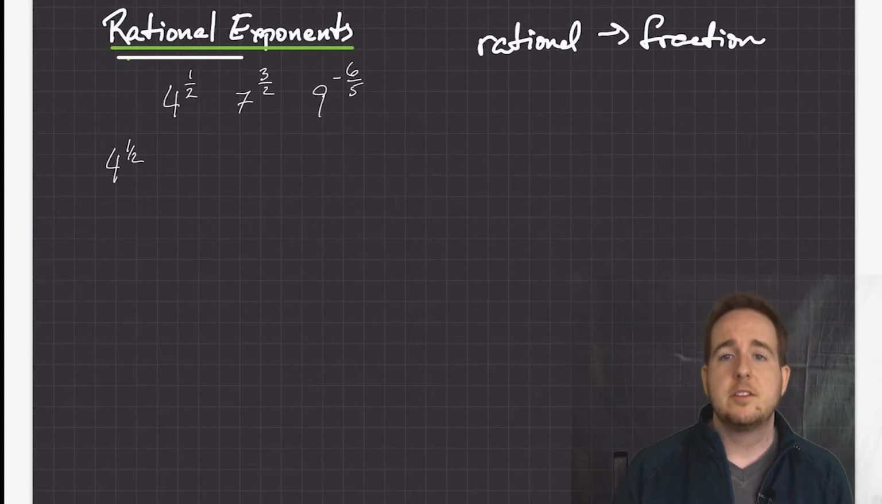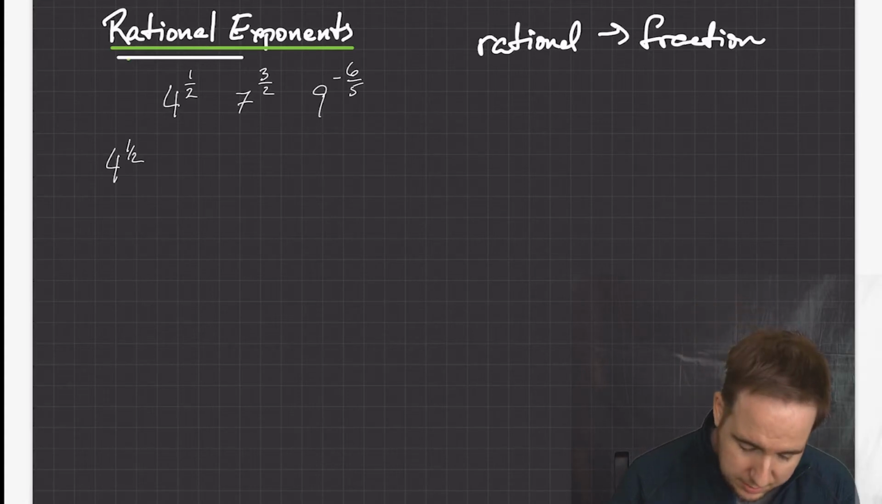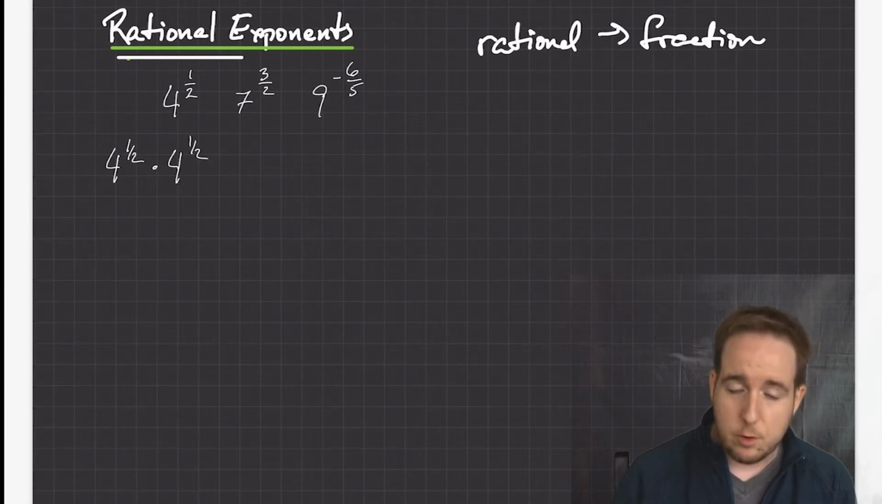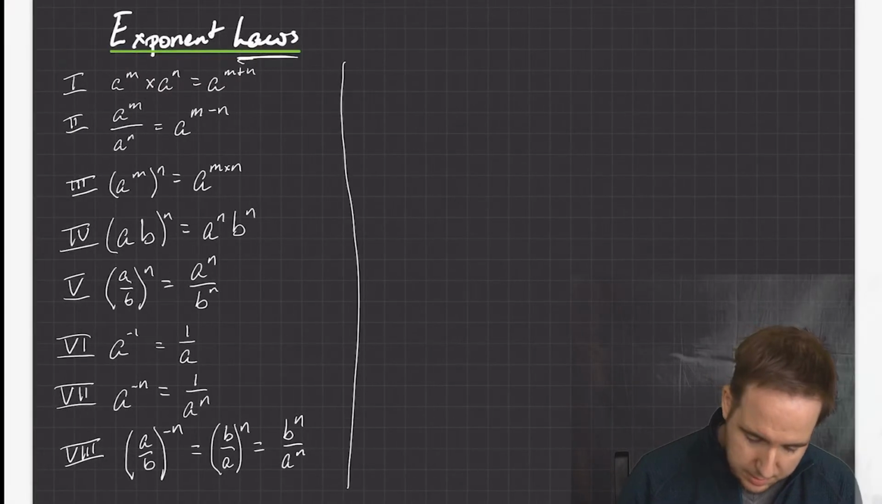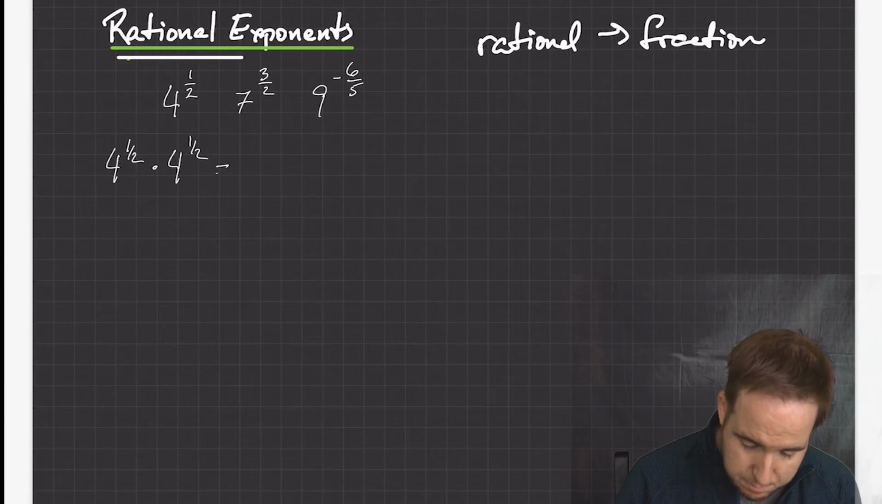And at some point, somebody realized, they were writing down lots of numbers and lots of problems, that if we took two of them, 4 to the 1/2 times 4 to the 1/2, then this rule over here says that I have to add those two exponents together. So this must be equal to 4 to the 1/2 plus 1/2.